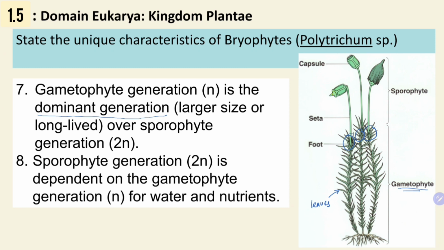Okay, next kita juga nampak a few structures that belong to the sporophyte generation. Iaitu akan ada foot. Foot tu basically nak kata attachment site between the sporophyte and the gametophyte. Next, ada long stalk, ada batang yang panjang kita panggil sebagai seta. And then dekat hujung seta tu ada structure called capsule. So capsule that contains sporangium that will undergo meiosis to produce haploid spore. So sporophyte produce spore di dalam capsule untuk bryophytes.